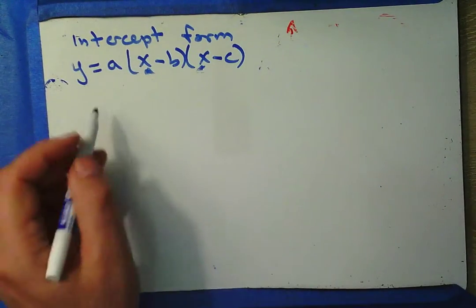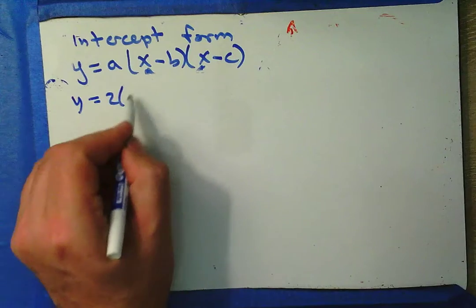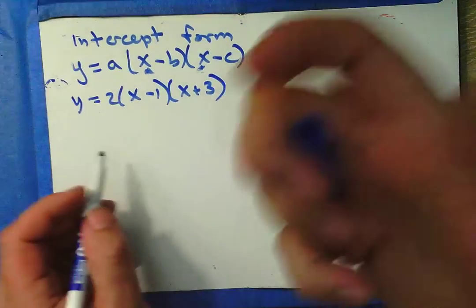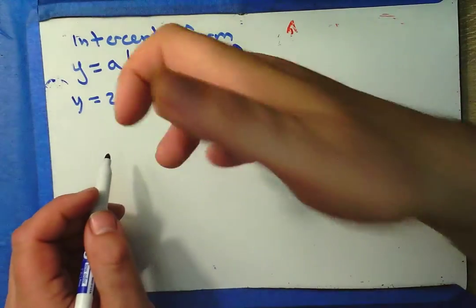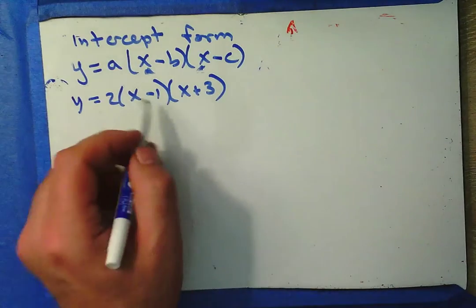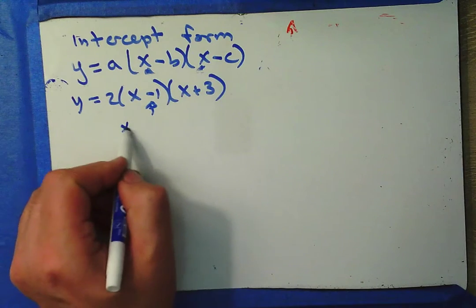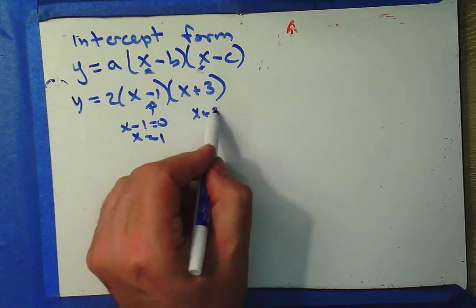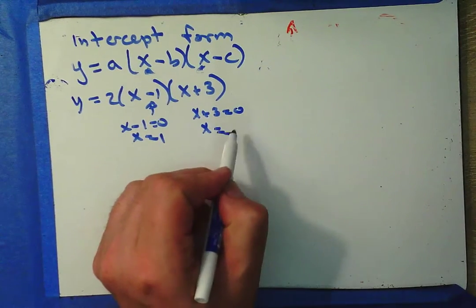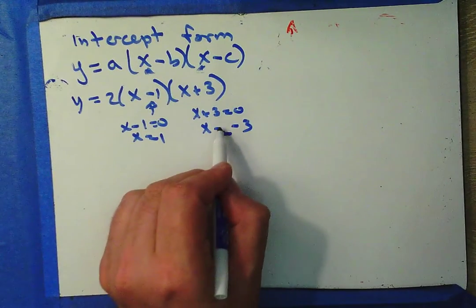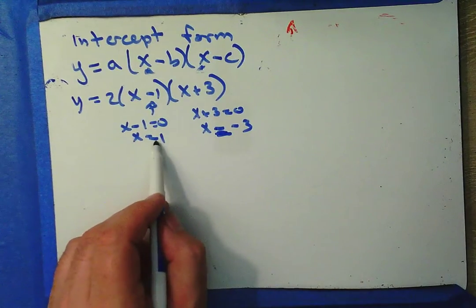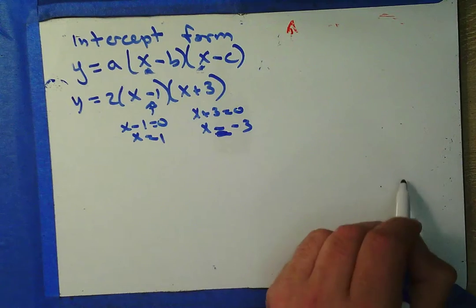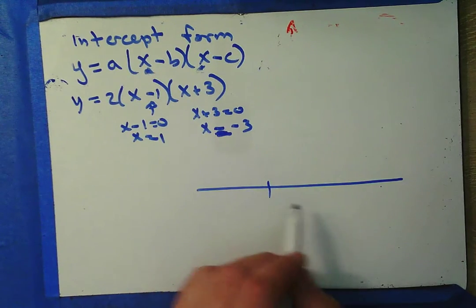Okay, so let's take a look at graphing from intercept form. I've got y equals 2 x minus 1, x plus 3. So someone has already factored from general form, and now we're looking at this. Well, I see that x minus 1 equals 0 when x equals 1, and x plus 3 equals 0 when x equals negative 3. So I've got x-intercepts at 1 and negative 3. Okay, so I'll plot 1 and negative 3.